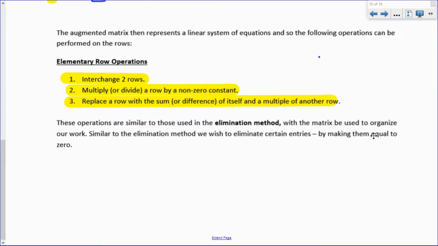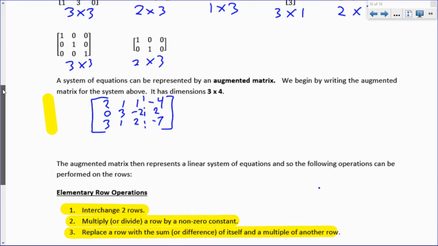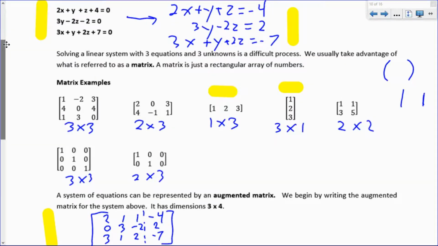So our goal will be to make entries in our matrix equal to 0, which corresponds to using the elimination method to eliminate variables. In fact, one way of looking at it is, if we go back to our examples of matrices, notice these 2 matrices right here at the end. Those are actually called identity matrices. You don't need to worry too much about that definition. Notice that a lot of the entries are 0 with 1s on the diagonal. It's kind of a good strategy to try to do that with our matrix.